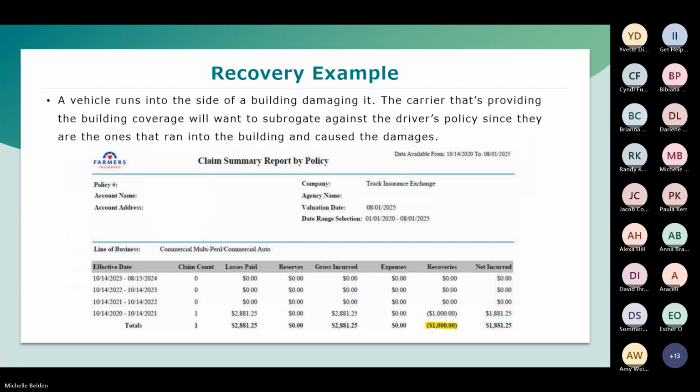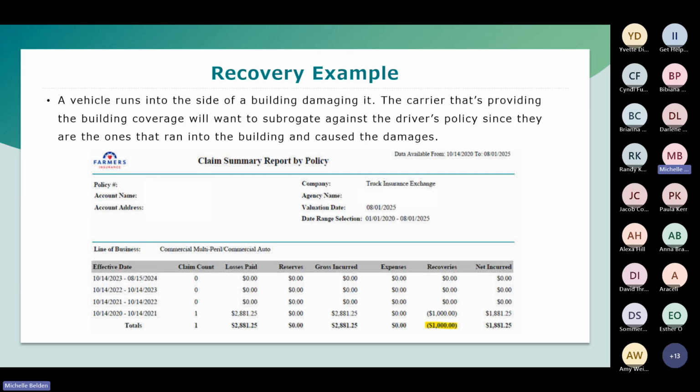Okay. The next example I want to go over is a recovery example, where a carrier is able to subrogate against another person who caused the loss. For this example, I'm going to say that a vehicle ran into a building, damaging it. The insured, who owns the building, turned in a claim because their building was damaged. Then the carrier chooses to go after the person who ran into the building, or their auto policy, to try to recover some money.